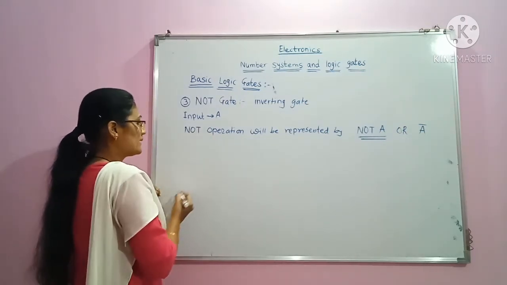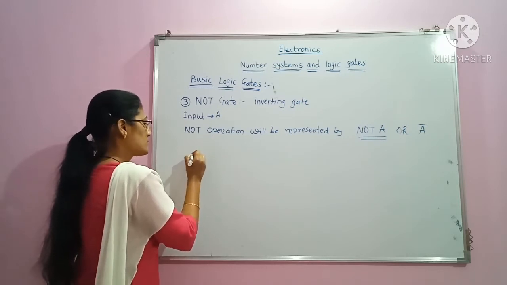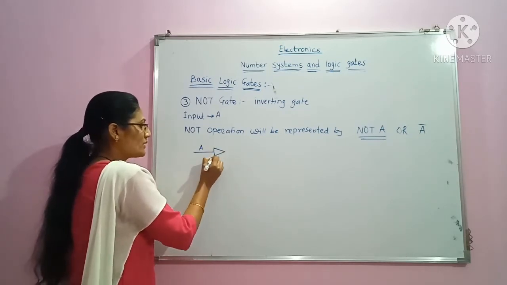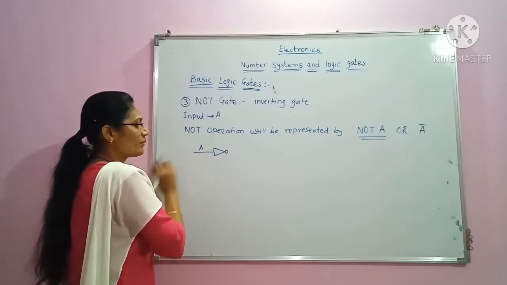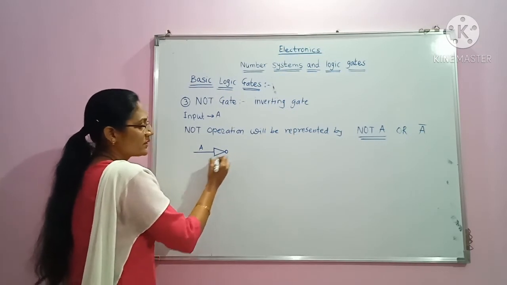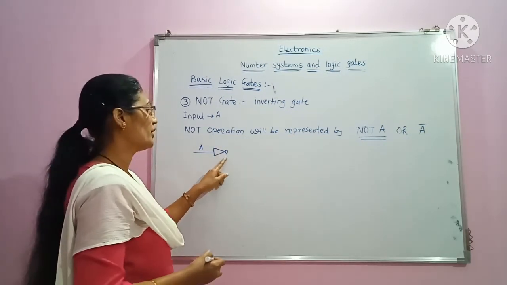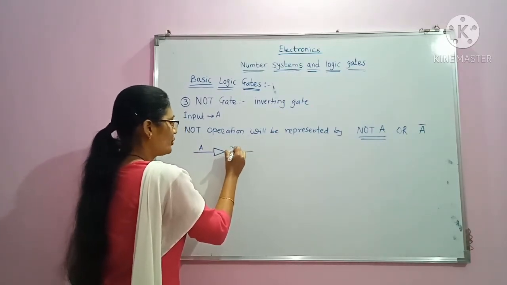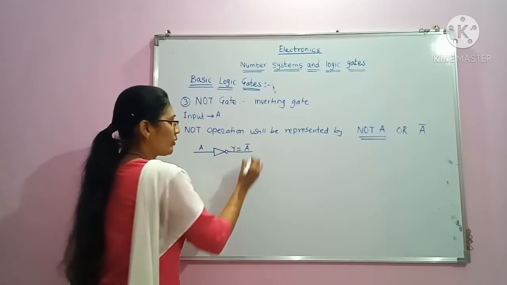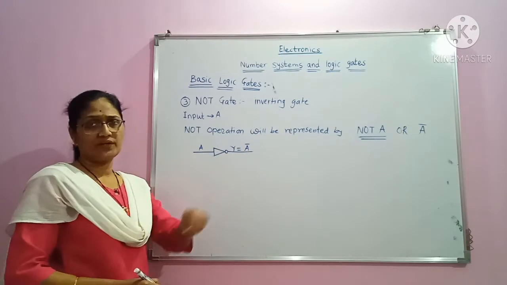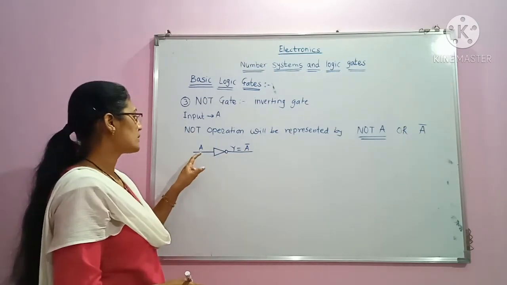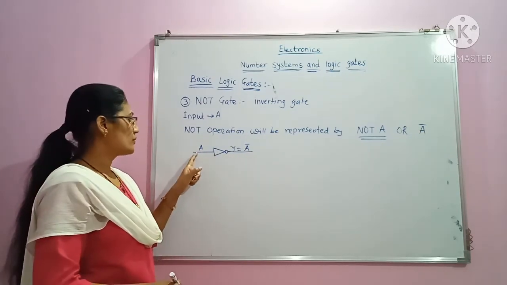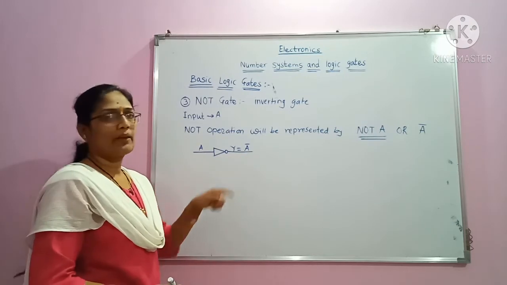So it is represented by a symbol. Suppose I am having A as an input, then the NOT operation is represented by this type of symbol, and here a semicircle is there in order to represent an inverted operation. So the output is going to become the complement of A. Suppose I am having B, then I will get the complement of B. It means that suppose the value of A is 1, I am going to get A bar as 0. Suppose the value of A is 0, I am going to get A bar as 1.